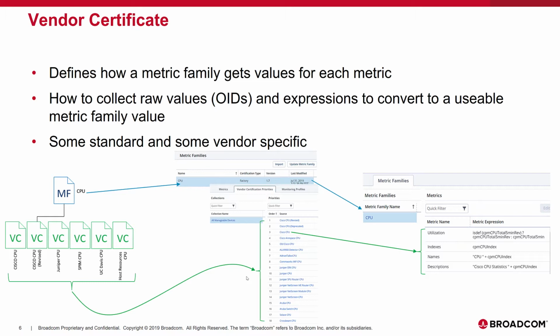And a metric family can have multiple backing vendor certifications, depending on which vendor you have applied the metric family against. The data aggregator and the collector is able to understand which one is supported and then support that particular certification against that device and poll for those OIDs, right? So there are obviously some standard certifications, and then also very specific vendor certifications that you would see against a metric family.